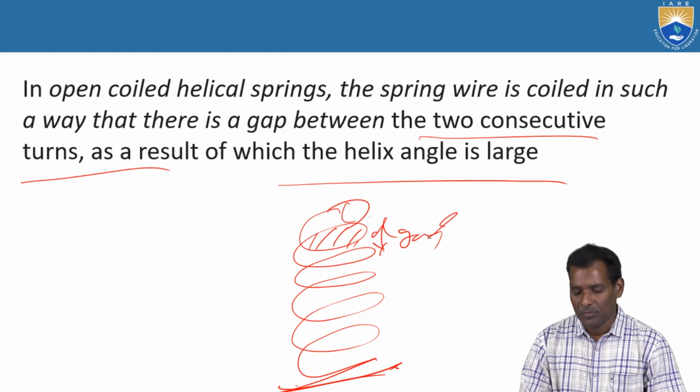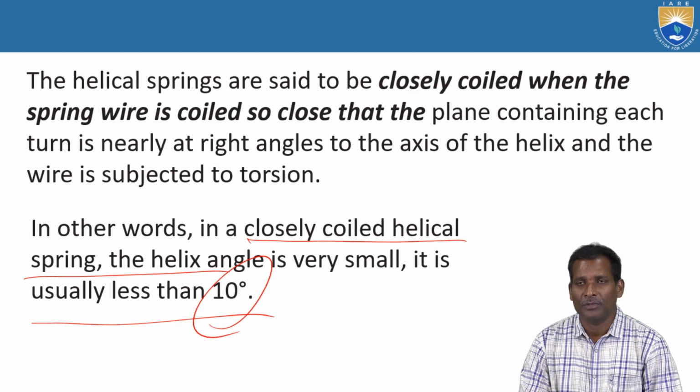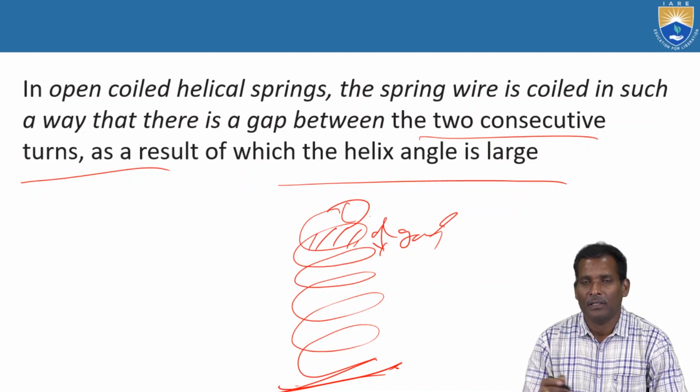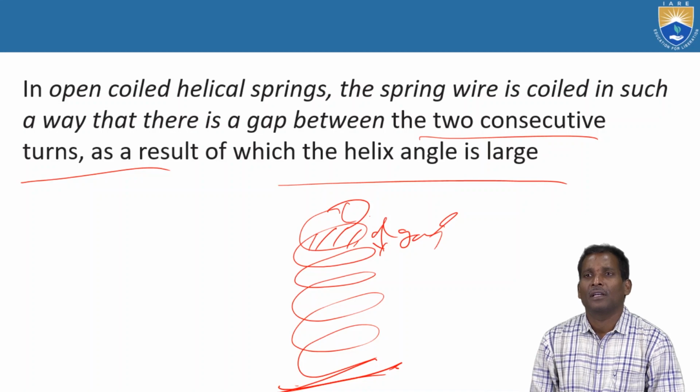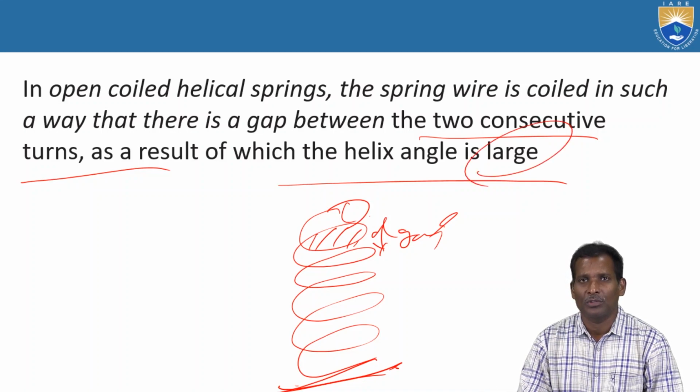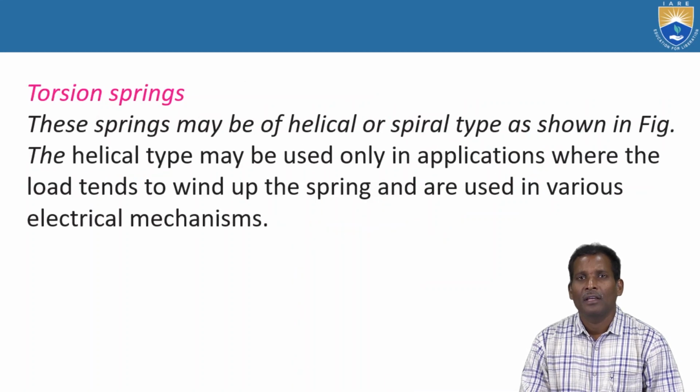So in the case of closed coil springs, the coils are very close to each other. The helix angle is also very small in a closed coiled helical spring. In an open coiled helical spring, the angle is very high when compared to the closed coil. So the next type is torsion springs.